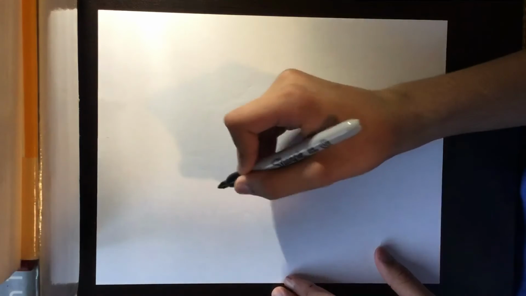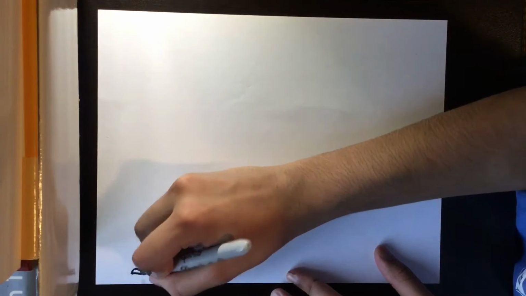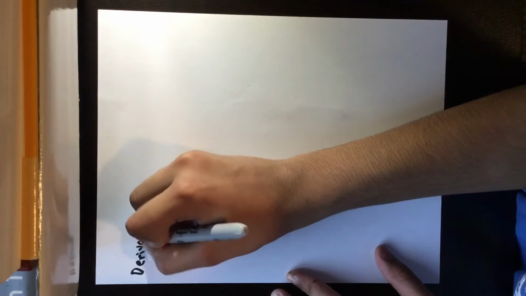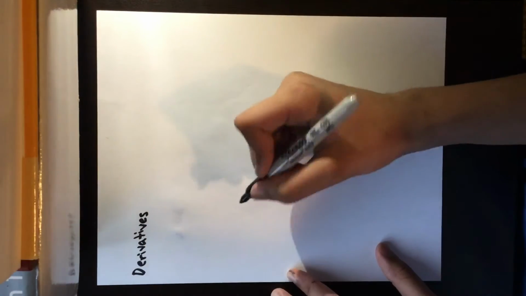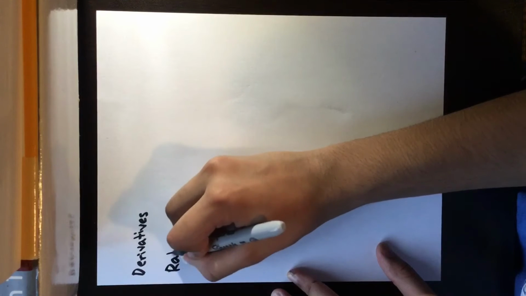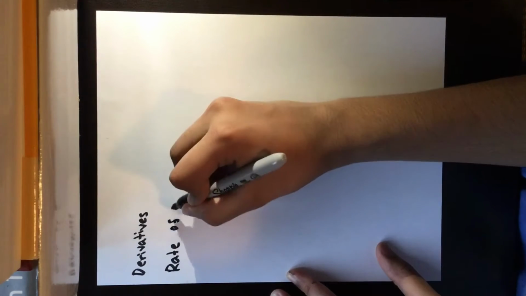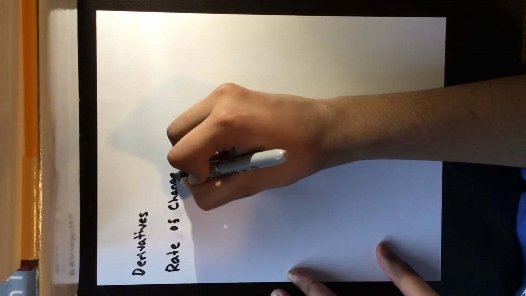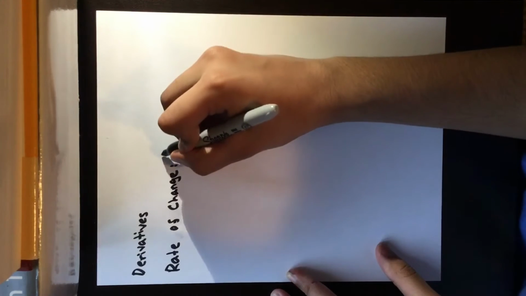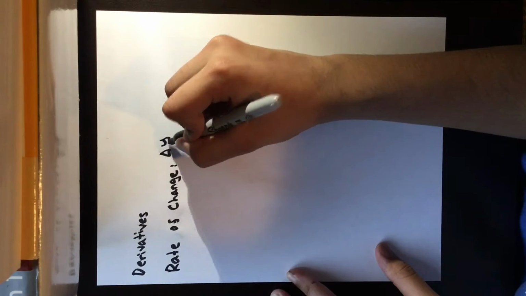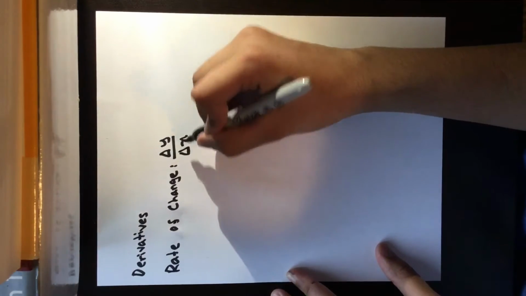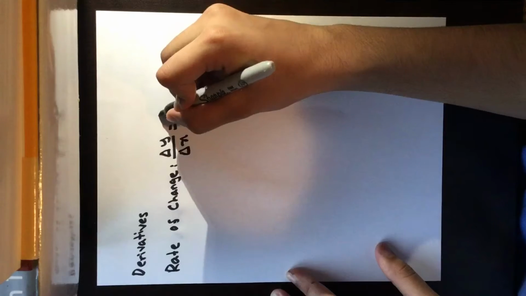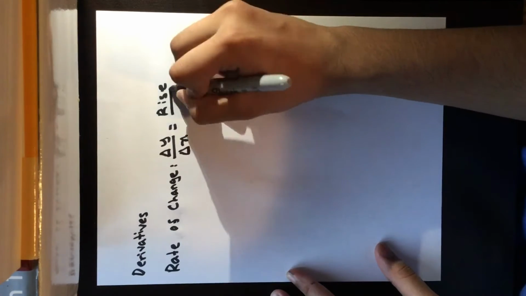Today, we're going to talk about derivatives and how to evaluate them. All a derivative is the rate of change of a function. In other words, this is delta y over delta x, which is the change in y over the change in x. This is the rise over the run.